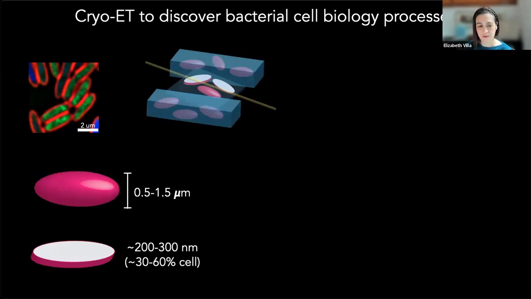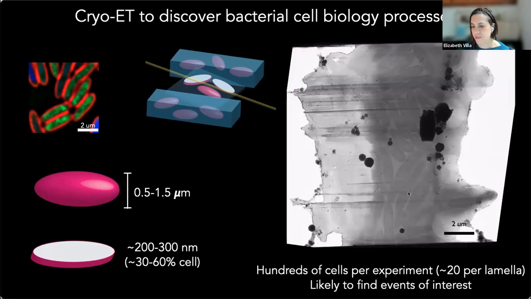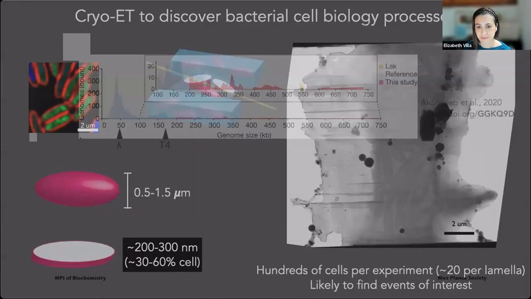Conversely, if we make lamella out of bacteria with cryo-electron tomography, we can get up to about half of the cell included in our lamellae, and then typically you have dozens of cells per lamella, and then probably a couple of hundred cells per experiment. So that really allows us to be more likely to find events of interest and to observe different states of the bacteria.